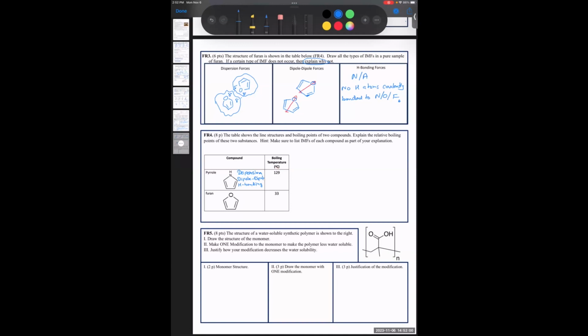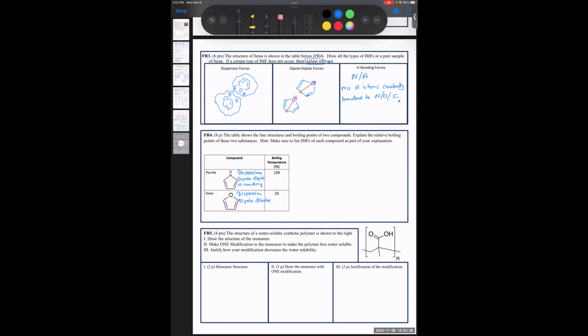On the other hand, furan, it's a polar molecule. That's true, but it does not have hydrogen covalently bonded to nitrogen, oxygen, or fluorine. Therefore, it has dispersion and dipole-dipole, but there is no hydrogen bonding. So we have dispersion and dipole-dipole in furan. That's it. There's no hydrogen bonding. Now explain the relative boiling points of these 2 substances.